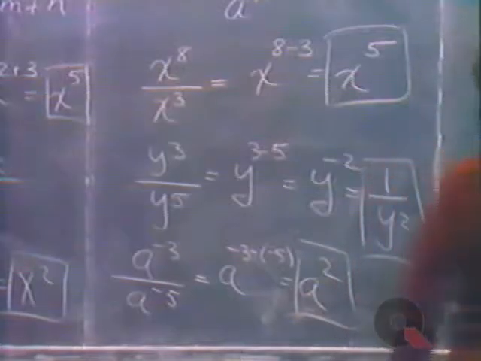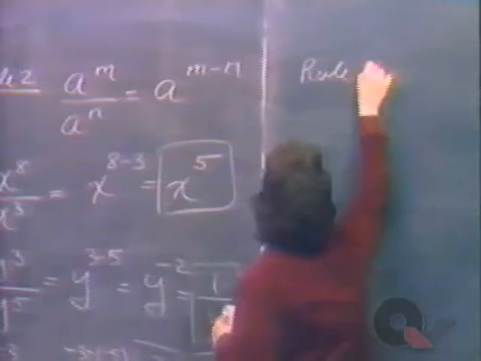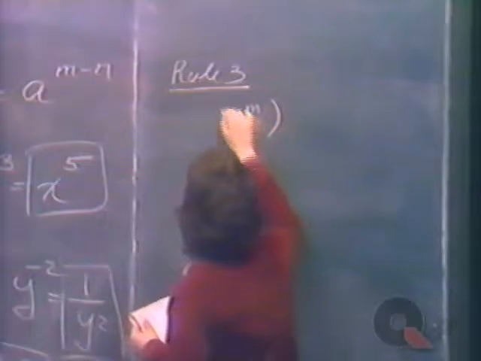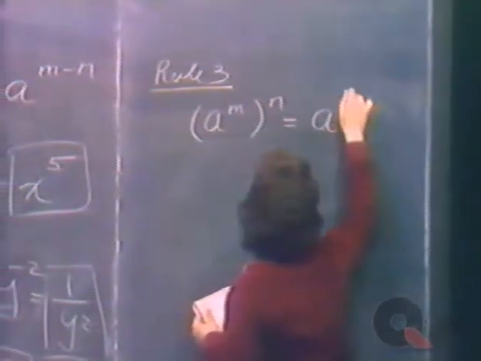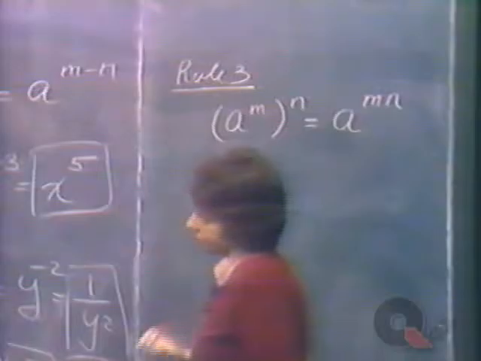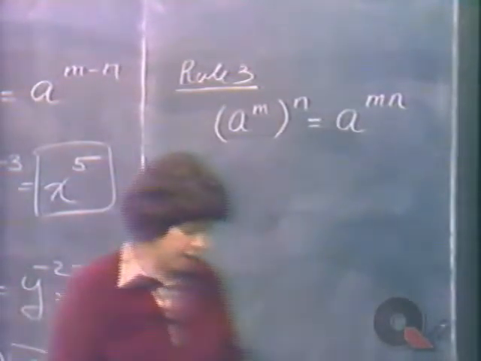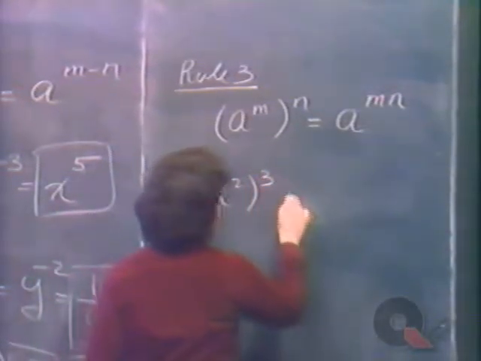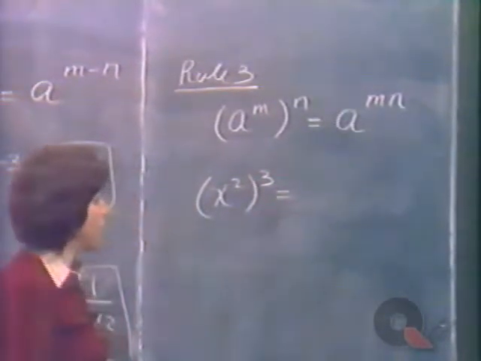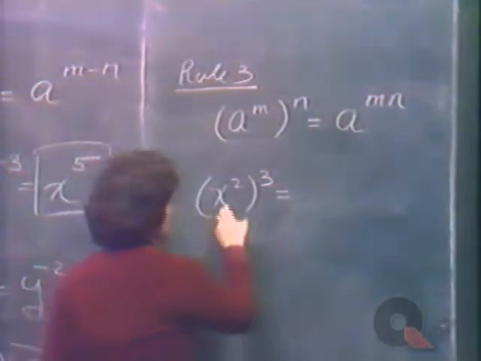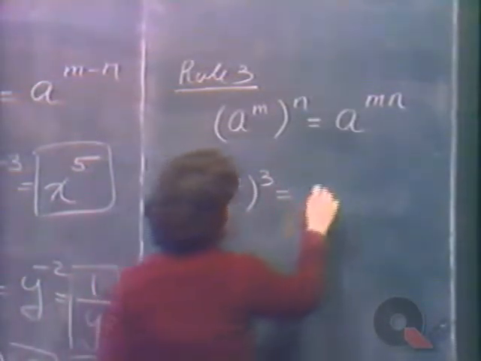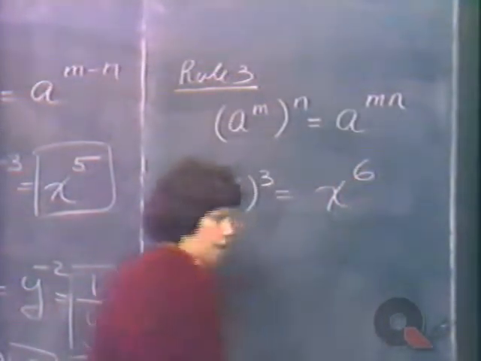Okay, now rule 3. a to the m raised to the nth power is a to the mn power. Okay, now let me give you an example of this. x squared cubed. x squared to the 3rd power. Okay, this is x to the 2 raised to the 3rd power. This is x to the 2 times 3, or 6th power.